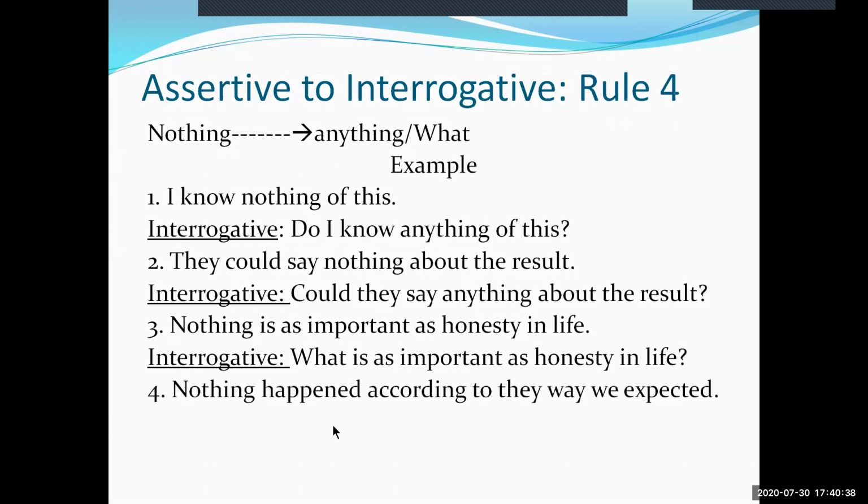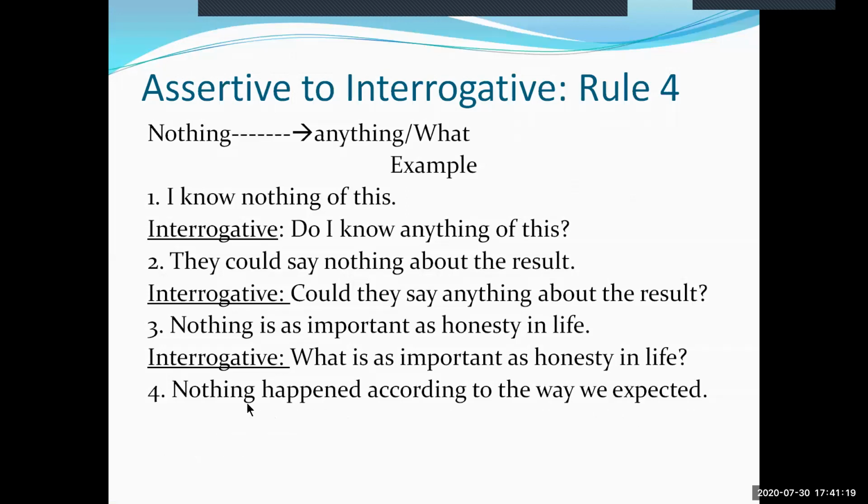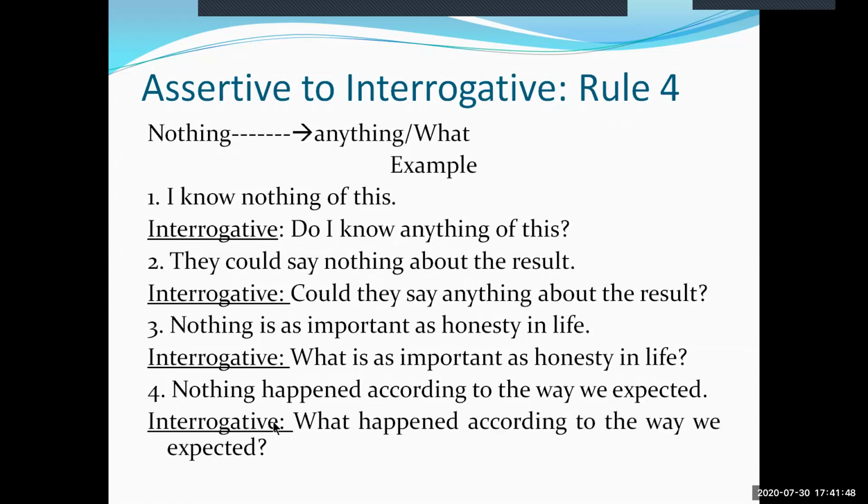Number 4, nothing happened according to the way we expected. To make this sentence interrogative, we need to replace the word nothing with the word what, and then write the rest of the part similar to example number 3. And so the interrogative sentence will be, what happened according to the way we expected? Okay, let us look at the answer to question 4 here. So, what happened according to the way we expected?